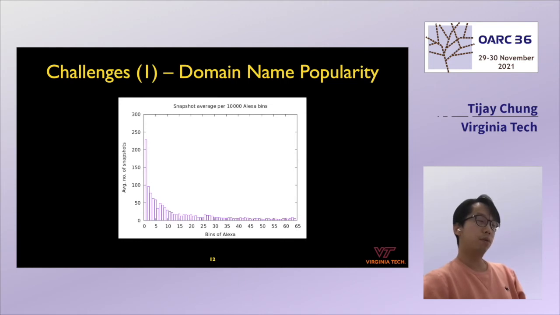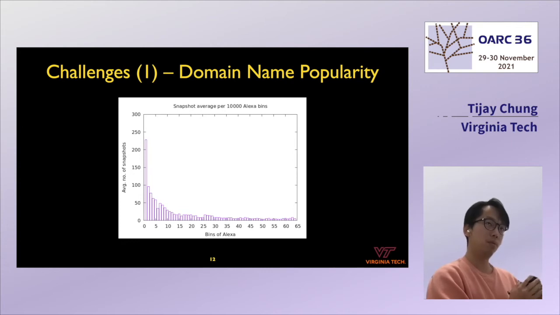So our first approach is to filter out some popular domain names. This graph shows the average number of snapshots of domains depending on their popularity. As you can tell, the more popular domain names seem to have more analyses, for example because random users just go to the website and type google.com and facebook.com. So we would like to filter out such popular domain names from our analysis.